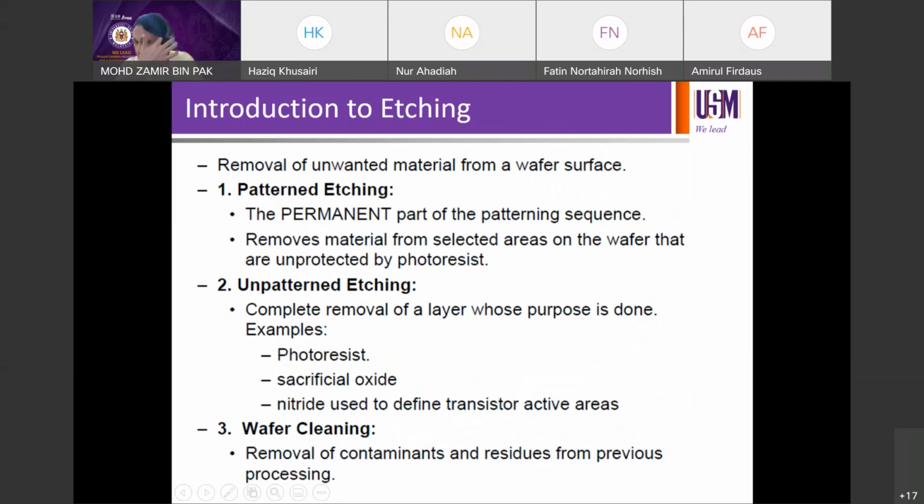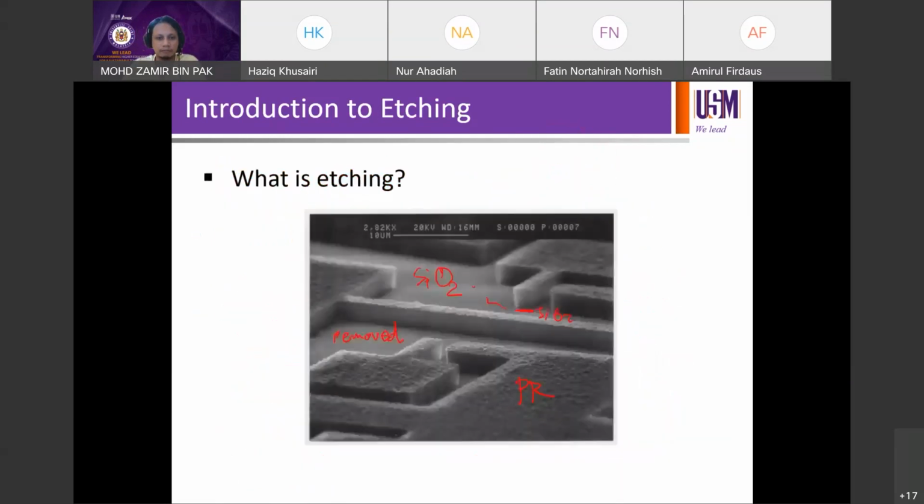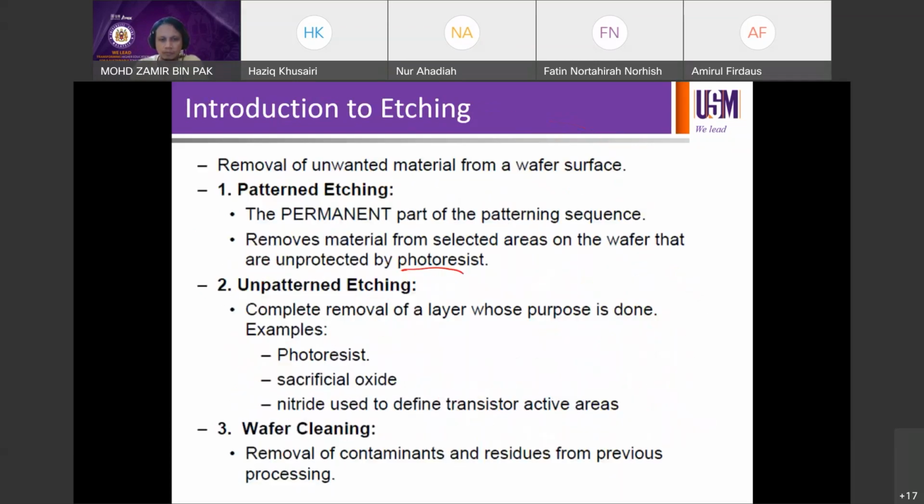Removal of unwanted material from wafer surface, yes. Pattern etching, for example, the permanent part of the patterning sequence. So it will remove material from selected areas on the wafer that are not protected by the photoresist, just like what you saw in the slide. Okay, kita akan etch nanti silicon dioxide yang exposed, right? Whatever that is protected by the resist, covered by the resist, will not be etched. So that's called pattern etching. So you nak patternkan dia even further.